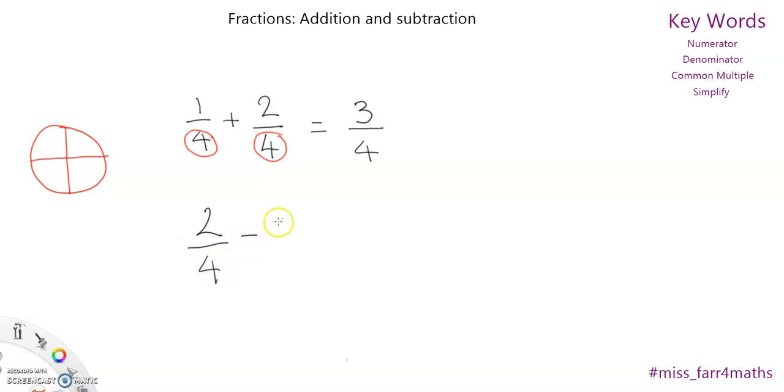It's the same with a subtraction. If you wanted to subtract a fraction, again, you need to make sure the denominators are the same, and you can just simply subtract them from one another. So 2 take away 1 is 1.